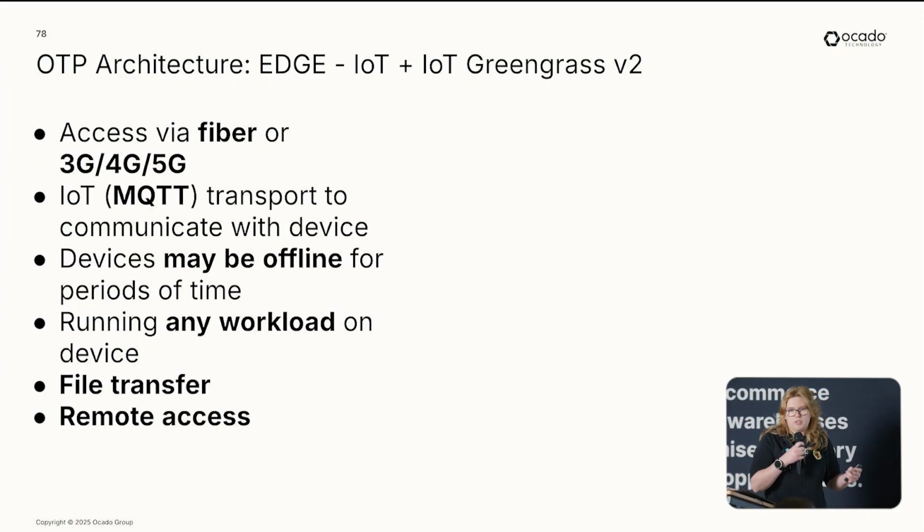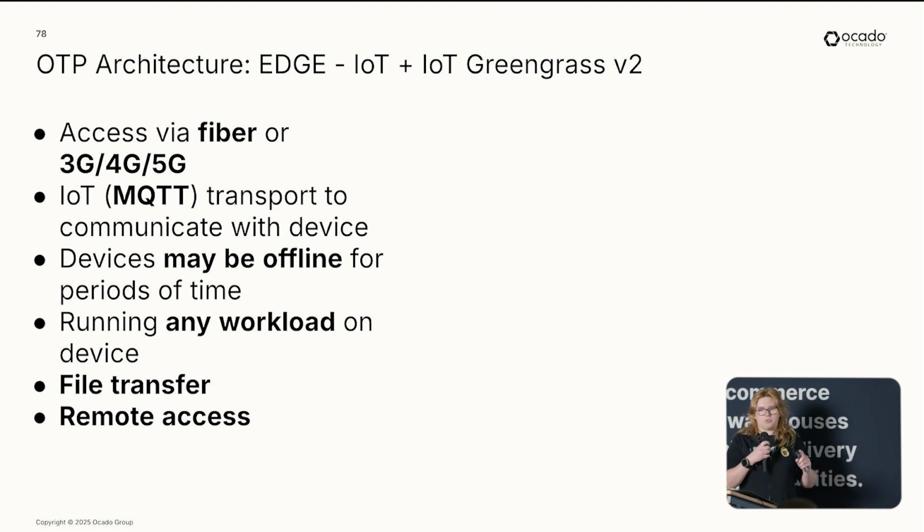With the new technology stack, we retain all our requirements, and we had some extras. Until now, we used fiber only. So basically, we had to have stable internet connection to those devices. With IoT and Greengrass, that's no longer the case. We can use wireless connectivity. We can use 3G, 4G, 5G. Why? Because IoT uses MQTT protocol to transport. It does not need super big extra fiber, etc. Also, with new technology stack, devices may become offline. They will not block anything, they will not affect any other devices.